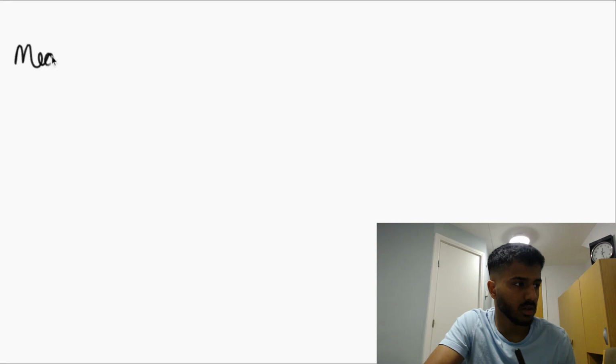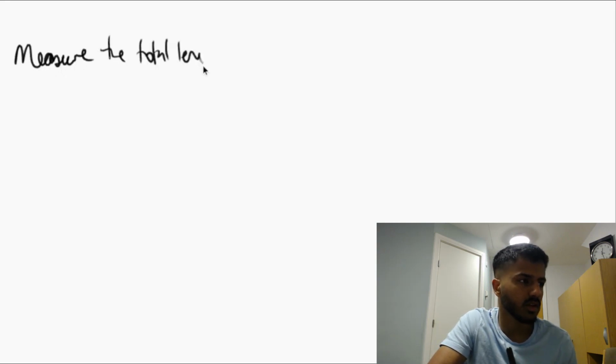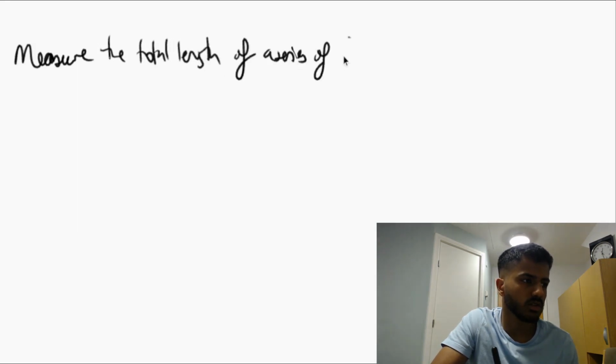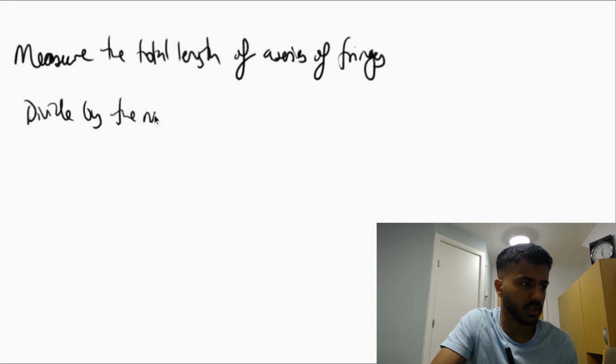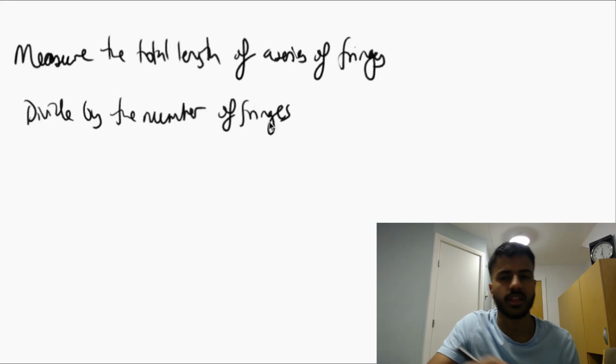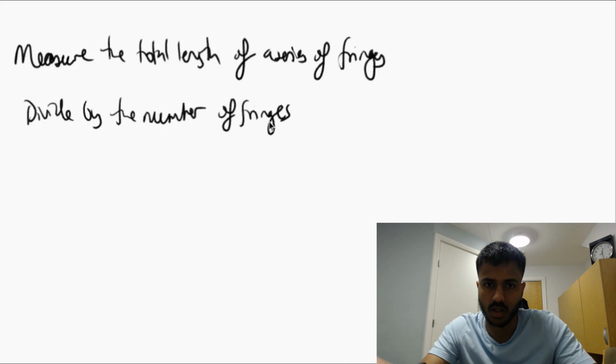Now in your practicals, if you were to try and measure the fringe width, W in the equation, what you should do is measure the total length of a series of fringes and then divide by the number of fringes that you have measured. And this will give you a more accurate answer for your fringe width.